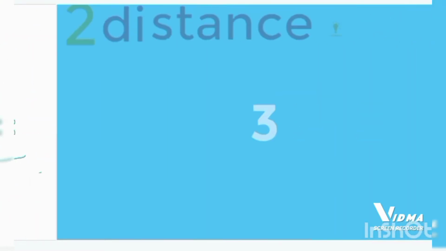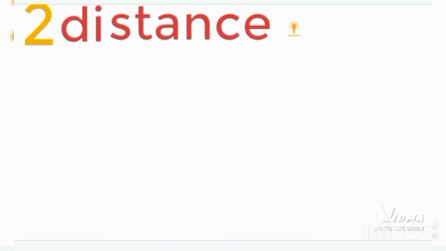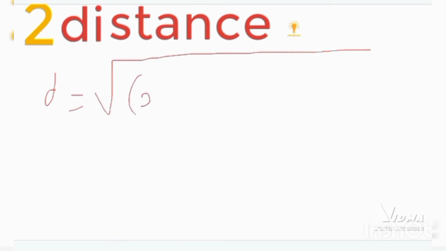So let's move to the second formula. Our second formula is the distance or the length formula, which measures the distance between 2 points of a straight line. And the formula goes as follows. It's d is equal to the square root of x2 minus x1 squared plus y2 minus y1 also squared.